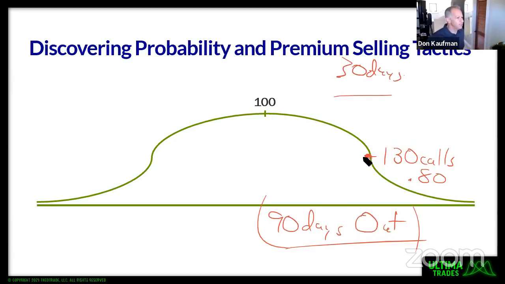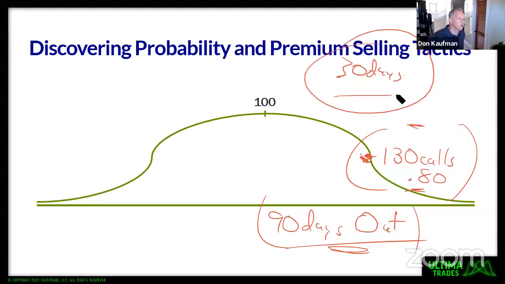These 130 calls, see those 130 calls right there? Those are going to be all the way out. June, July. Right now is the end of March. So these are going to be June or July. They're 90 days out, but I'm only going to hold them for 30 days. Then I'm going to duck and cover.